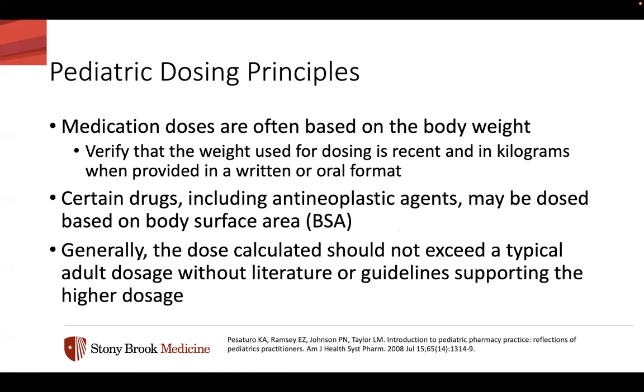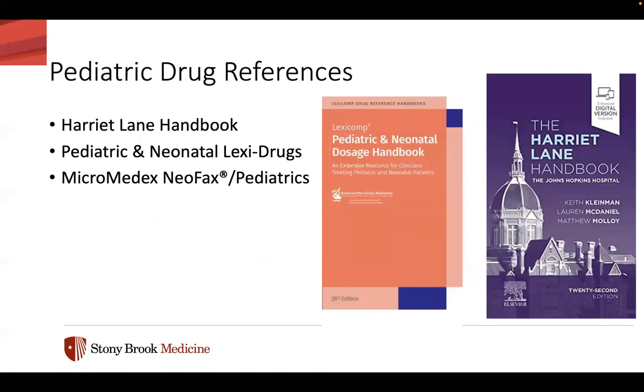Also, certain drugs such as chemotherapeutic agents may be dosed based on body surface area. And generally, the doses that are calculated for pediatrics shouldn't exceed a typical adult dosage unless there's any literature or guidelines that support this higher dosage. So where do we find this dosing? It's found in these references: the Harriet Lane Handbook, Pediatric and Neonatal Lexi-Drugs, and Micromedex NeoFax in Pediatrics.